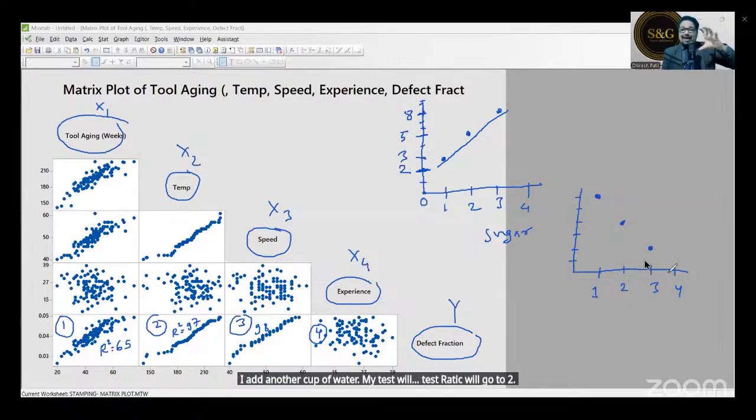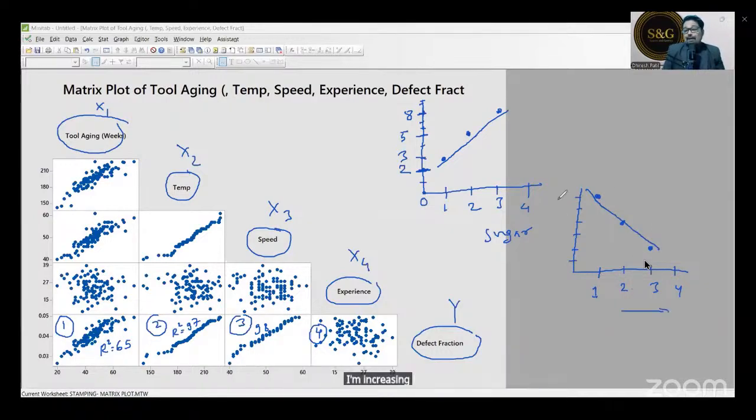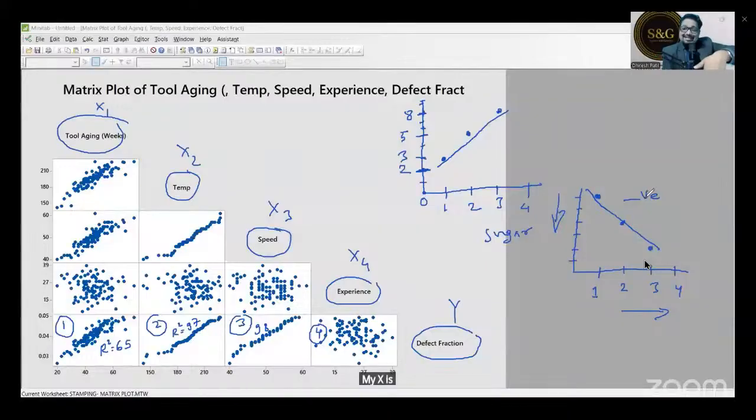That means I just keep on pouring water, and my taste will deteriorate. That is called, I'm increasing my X, but my Y is decreasing. This is called negative correlation. Positive meaning once my X is increasing, my Y is increasing, a positive relationship. My X is increasing, but my Y is decreasing. That is called a negative relationship.